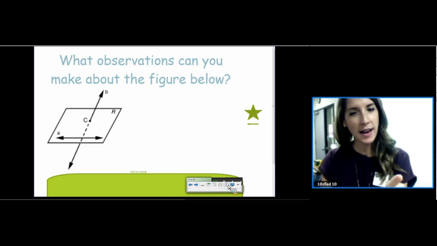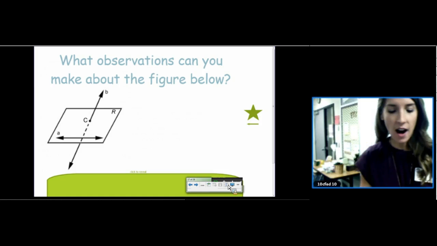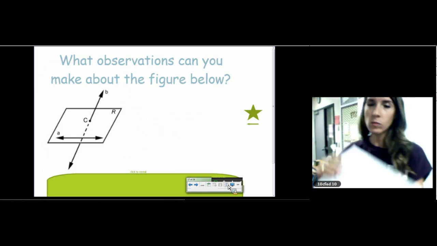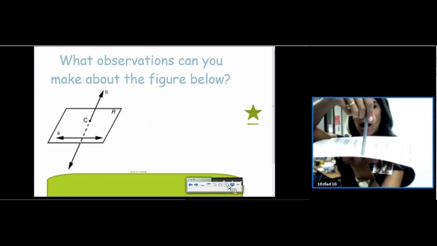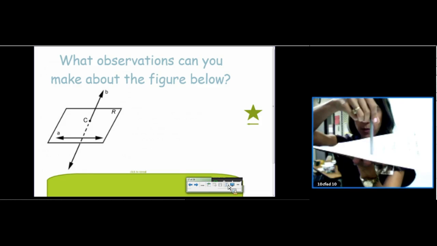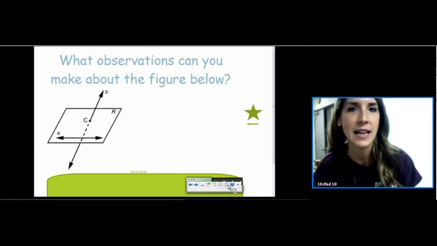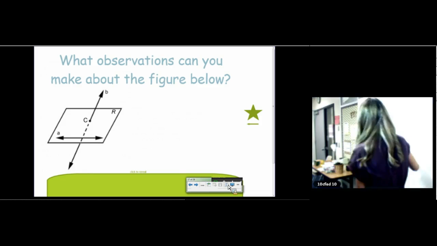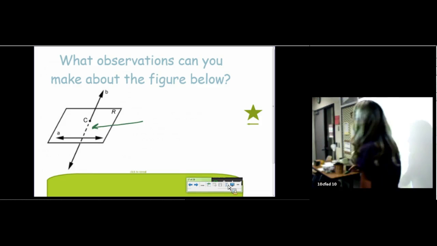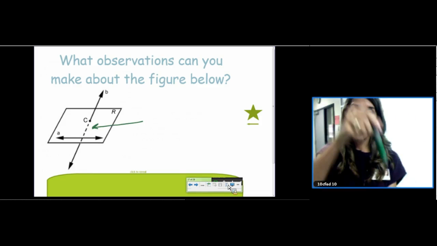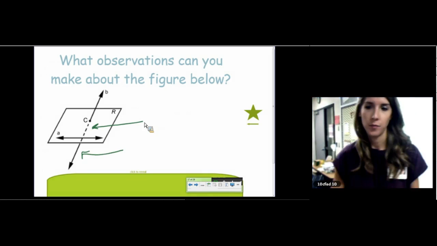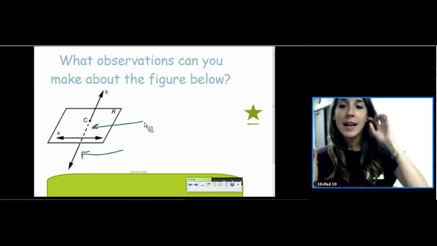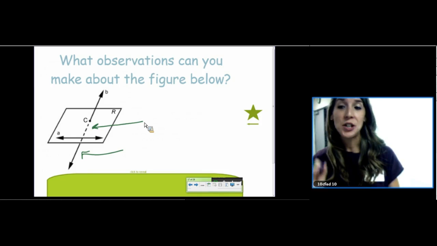Are they coplanar though? So that dotted line represents when the line pierces through the plane. When the line pierces through the plane, it goes behind the plane and you can't see it anymore. So the dotted line is when I can't see it anymore. It's piercing through the plane and then it comes back out from under the plane down here. So line B is intersecting plane R at point C.